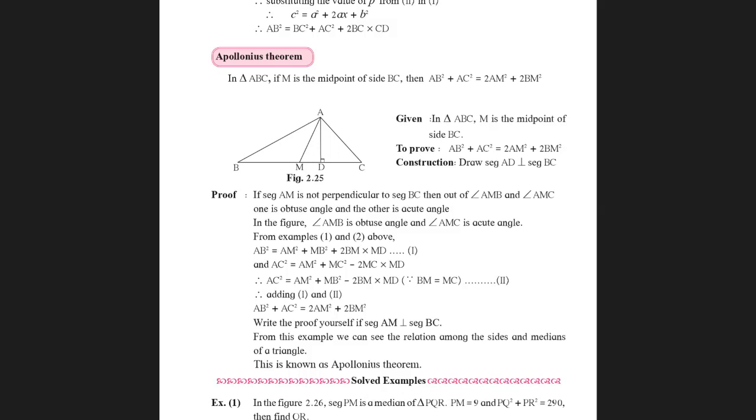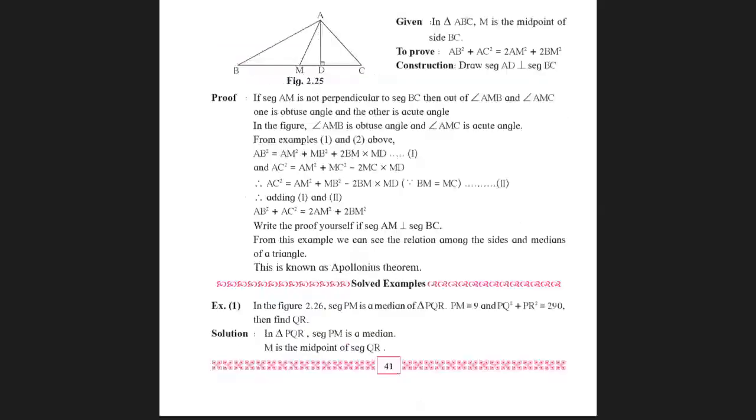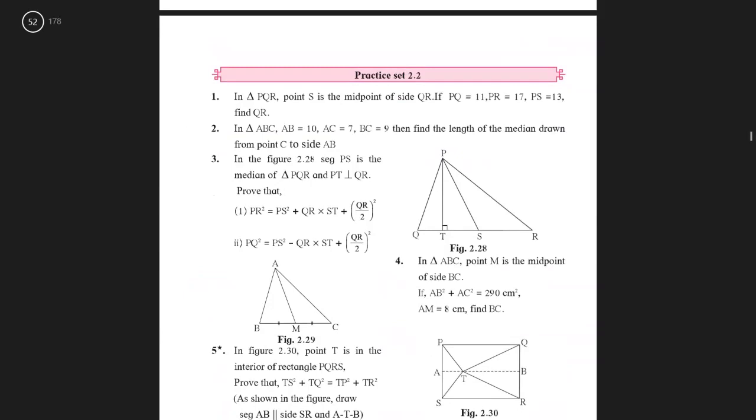Now BM is half of BC, which is the third side. Instead of BM, you could also write it as CM because both of which are the same. They are one and the same because M is a midpoint. Okay, so AB square plus AC square is equal to 2AM square plus 2BM square, or it could also be 2CM square. Now we go to the exercise straight away.